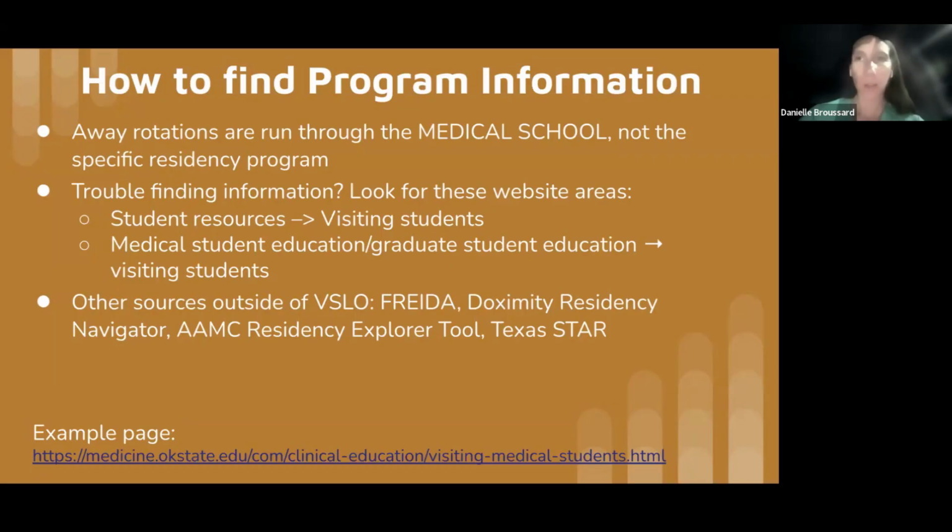So, how to find program information. I think we kind of touched on this, but we can briefly go through it again. It is important to note that the rotations usually go through the medical school, not the specific residency program. So you might be talking to people through email or onboarding that are not specifically in the PM&R department. It's helpful to know that because when you get into the program, you might not meet the person you were communicating with via email. And the program coordinator isn't the best person to ask once you get to the onboarding step.